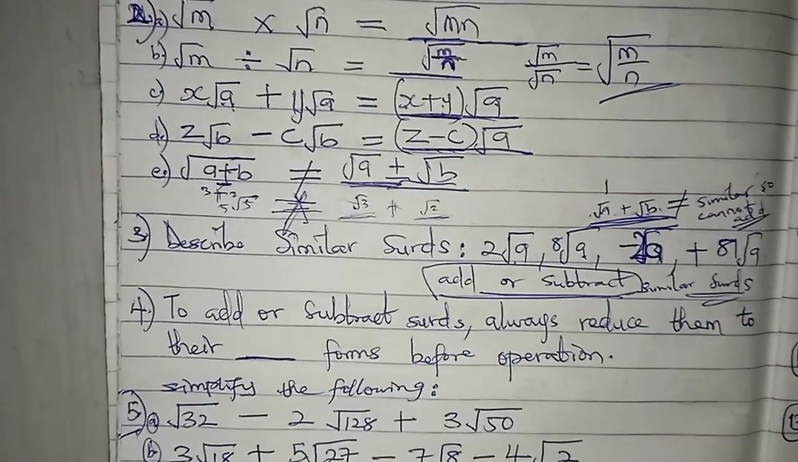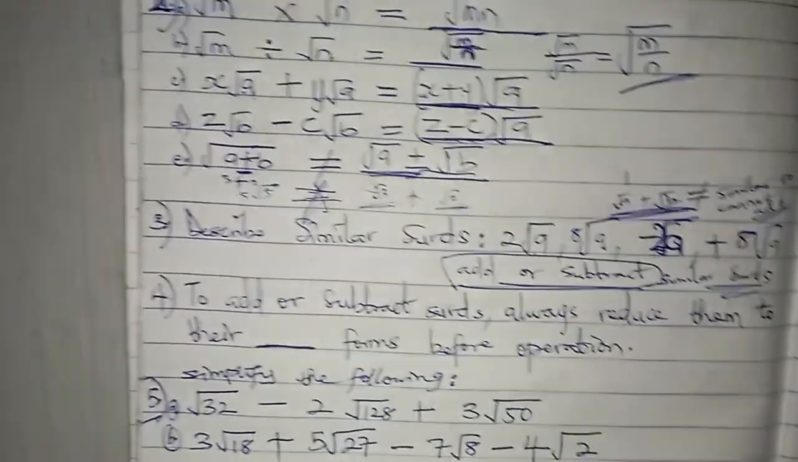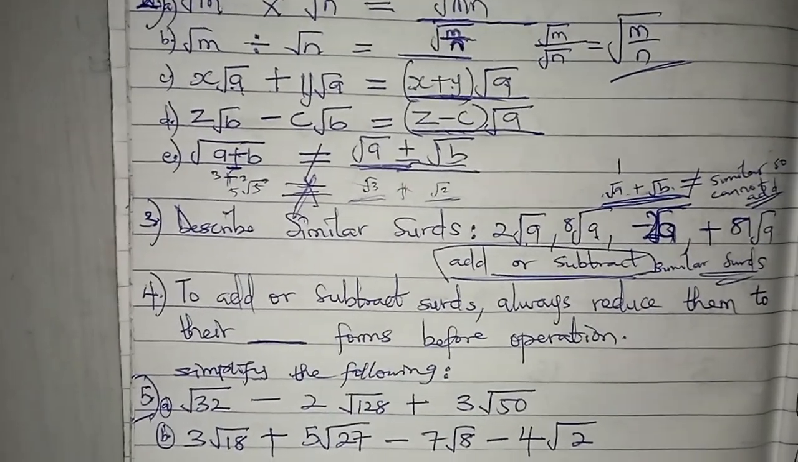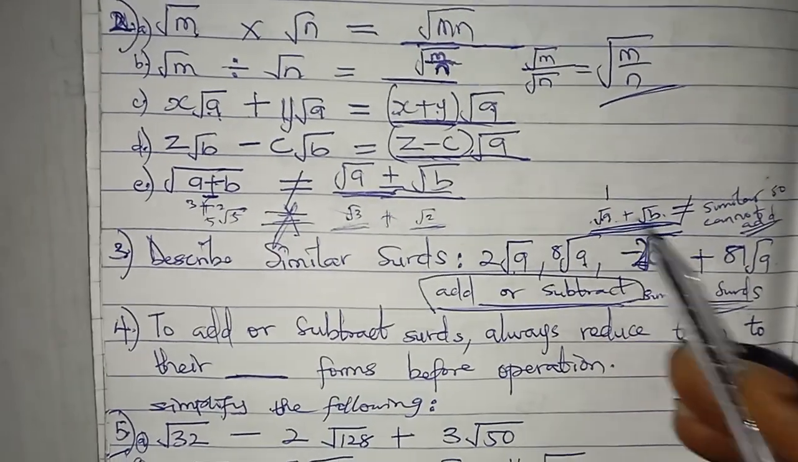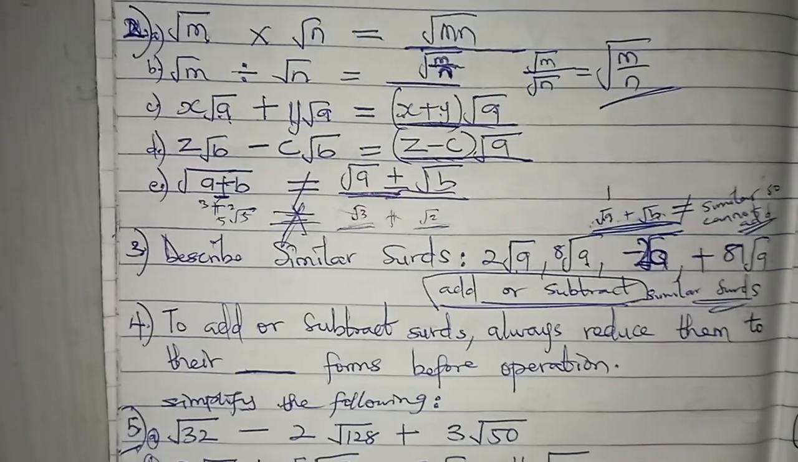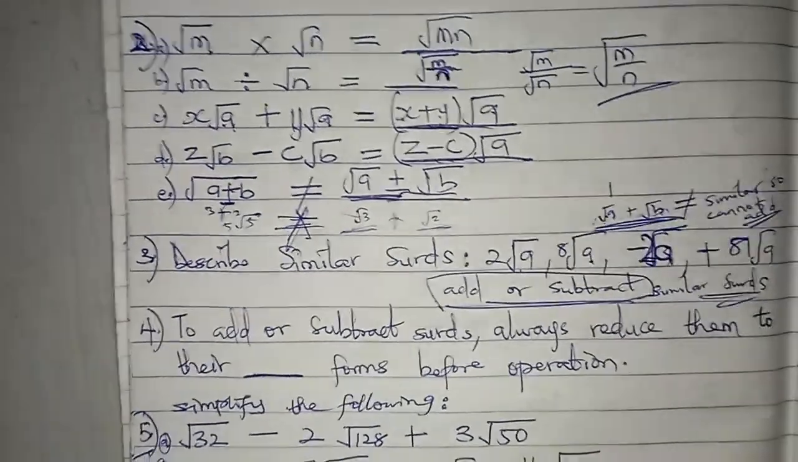It's different from when it's multiplication. For multiplication, you can multiply everything, do anything. But when it's addition and subtraction, if you see that what is inside the roots, the radicals, are not the same, do not add, do not subtract.